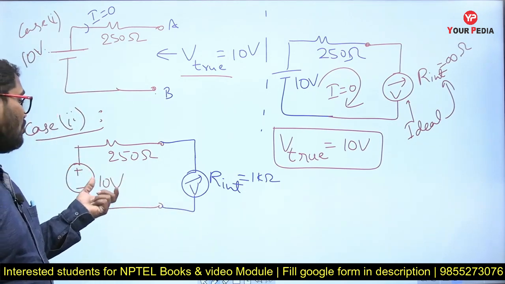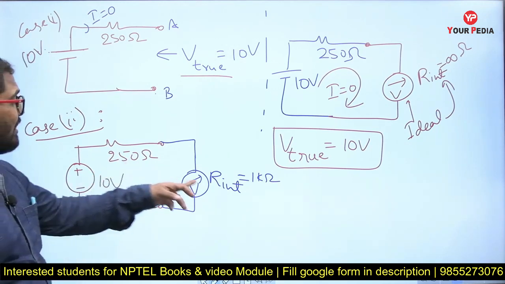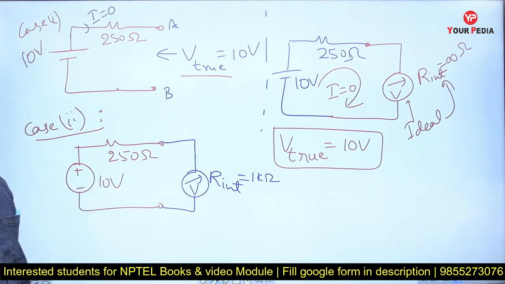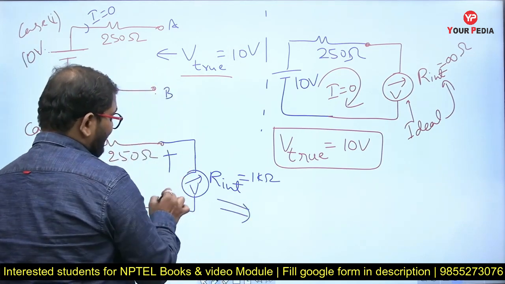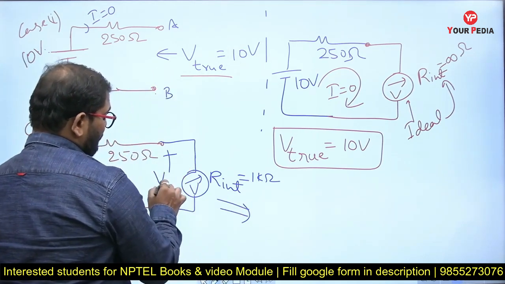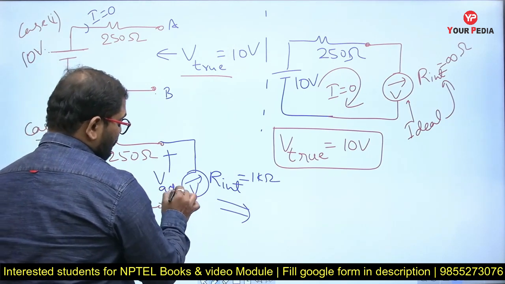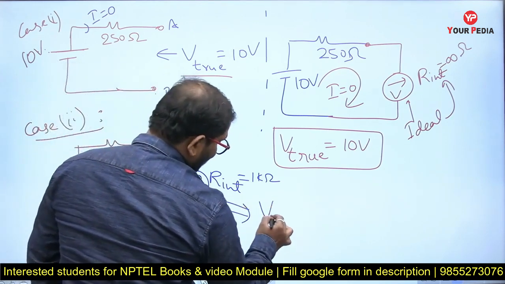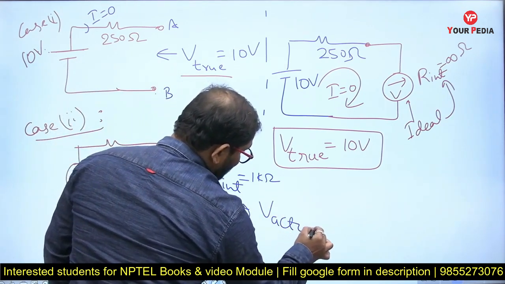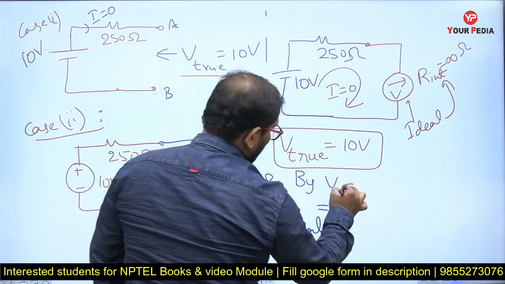This is the source and this is the Thevenin's resistance, so both resistances are connected in series. So I can use the voltage division concept to calculate the voltmeter reading. This is the actual reading we are calculating, so we write this as actual. How will we calculate the actual voltage? By using the voltage division principle.